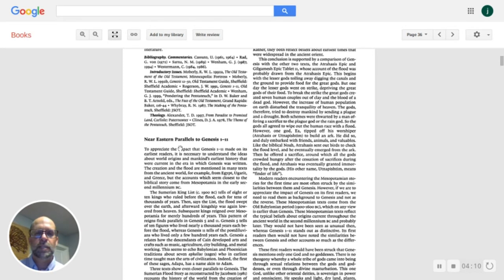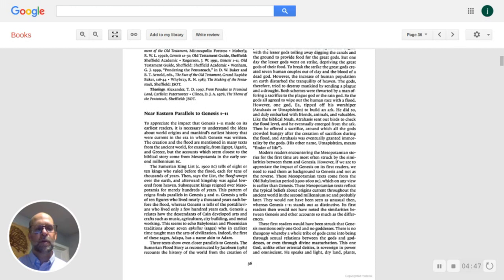There's a nice section here in Erdman's on the Near Eastern parallels to Genesis 1 to 11. I do have a suggestion in the instructions that you write something about that in your paper if you can, because a lot of the stories in Genesis are readaptations of older myths from other cultures. In other words, the Israelites take the older myths, the stories that they know, and they change them to fit their revelation about God. We sometimes call that broken myth.